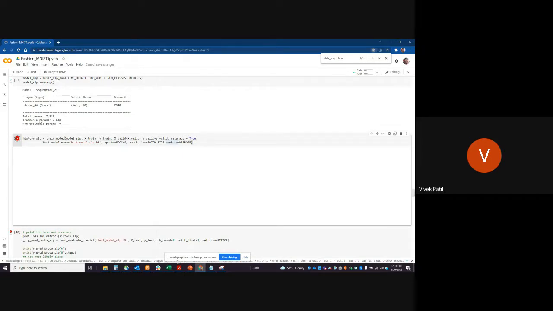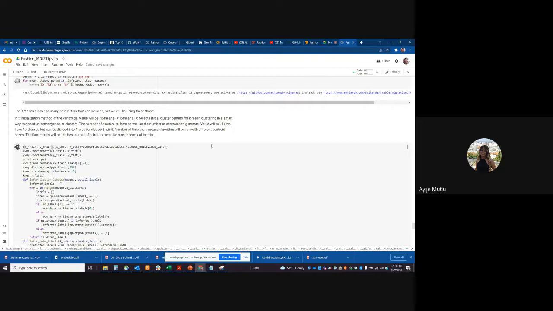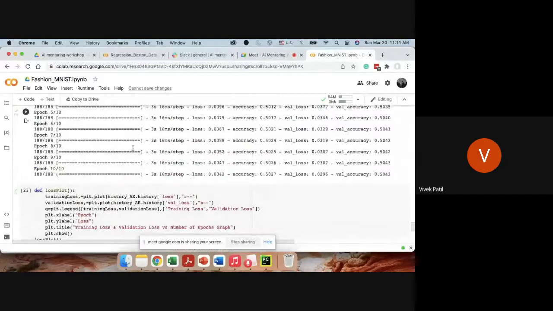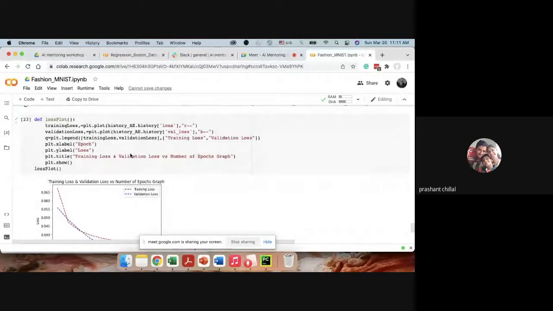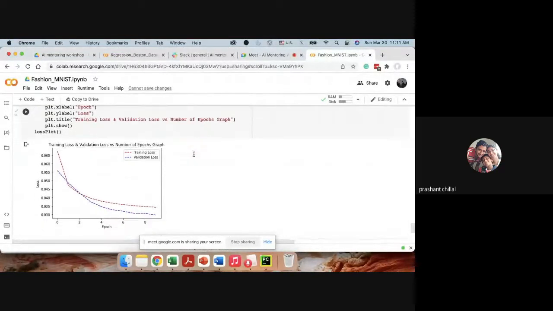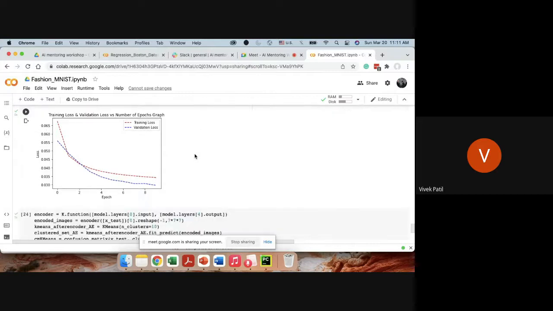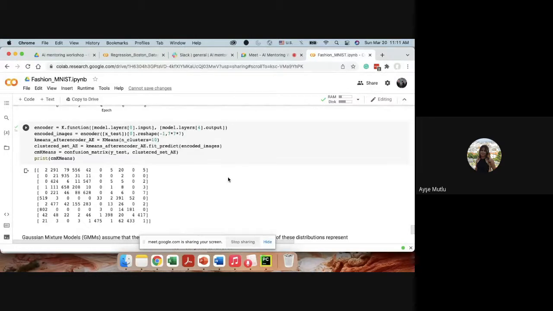I can share my screen if that is better. So it took me a long time to load this, but it worked. This step took really long, fitting the model. And then this is the training and validation epoch graph that I'm getting. So you're asking about the k-means and Gaussian mixture model part.